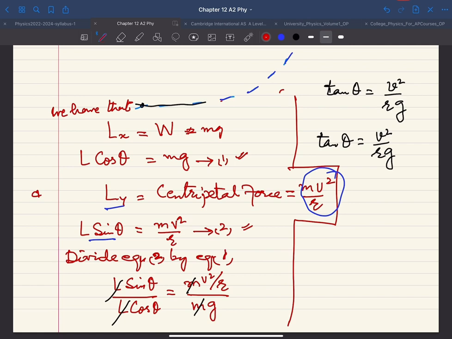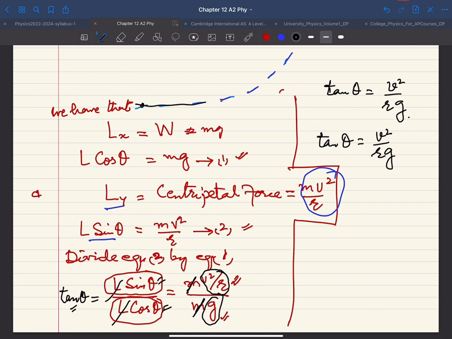Now if you divide equation 2 by equation 1, you will get L sine theta divided by L cos theta is equal to mv square over r divided by mg. Simply, you can see that the m's will be cancelled out, and we have v square over r, and this is our g. So simply we can write tangent theta, because sine theta divided by cos theta is nothing but tangent theta. So tangent theta is equal to v square over rg.